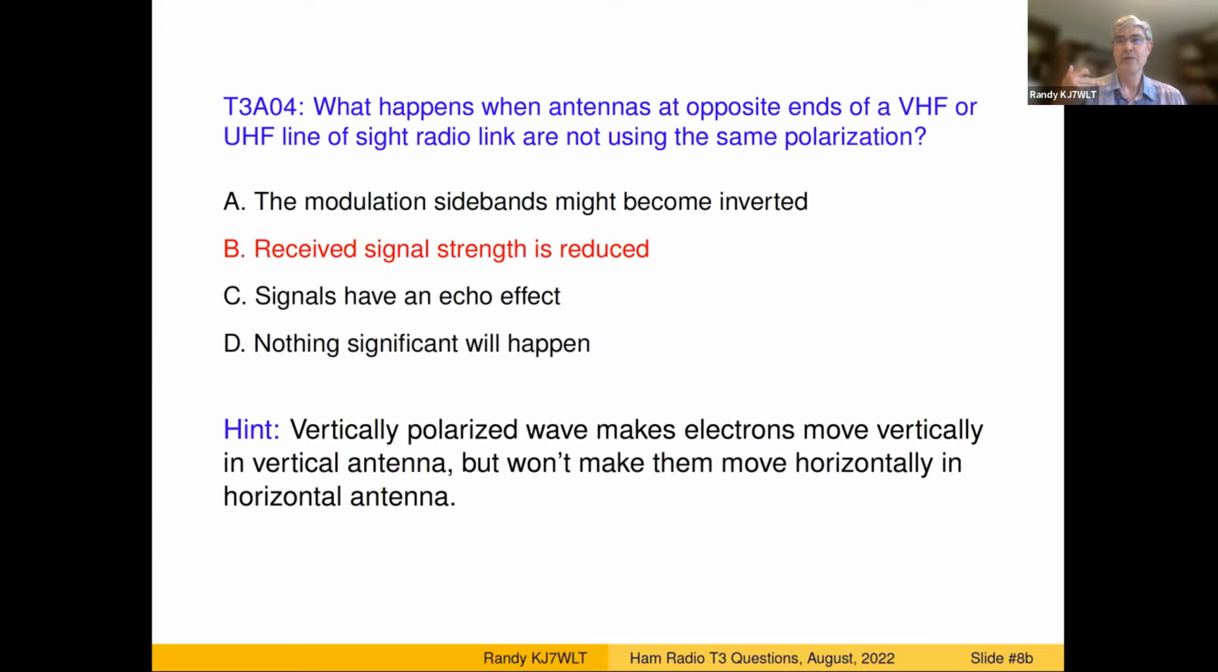So if you have an HT, you want to be holding it vertically generally. And repeater antennas are typically vertical. Antennas on cars are vertical. So we're usually looking at vertical polarization, at least for UHF and VHF communication. And the way to remember that is a vertically polarized wave makes the electrons move vertically in the vertical antenna, but they aren't going to make the electrons move nearly as well in a horizontally oriented antenna, and so it's not going to be able to pick up that signal.